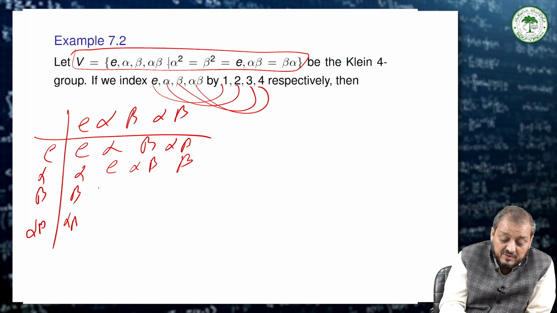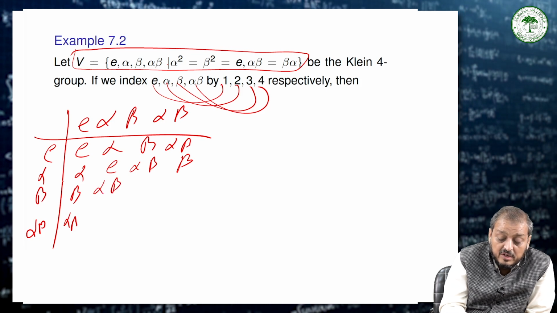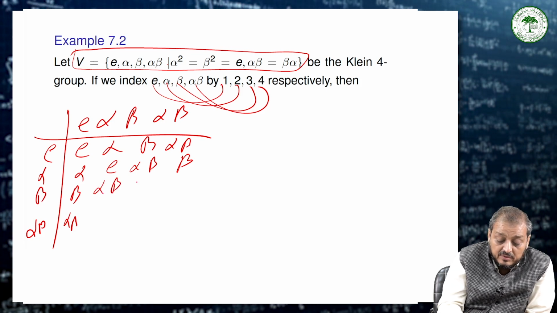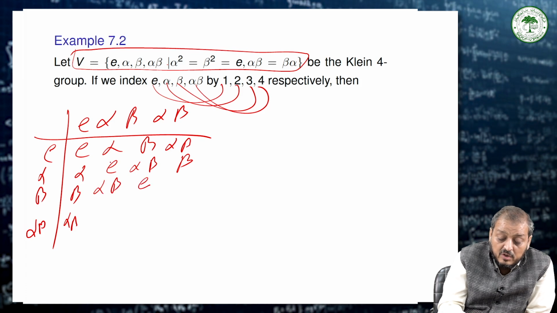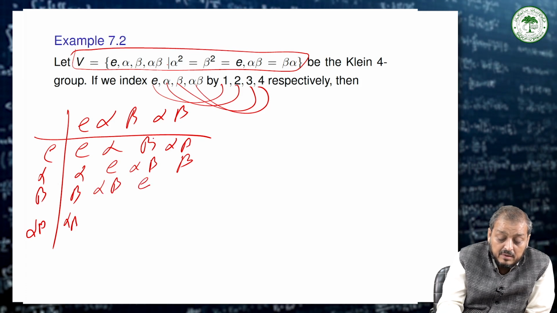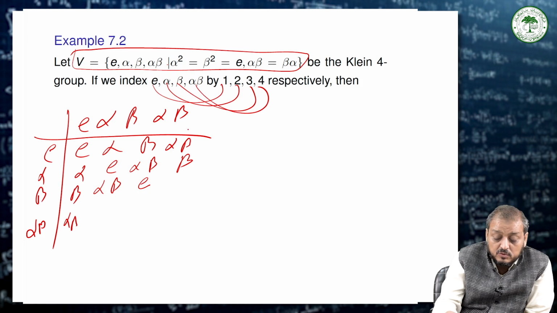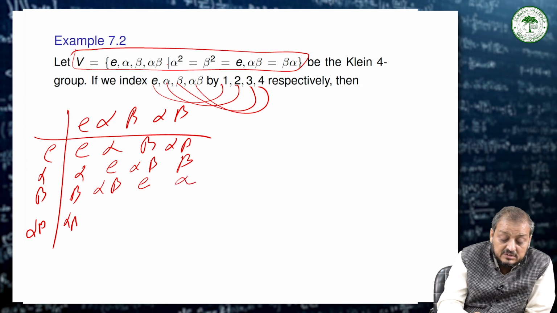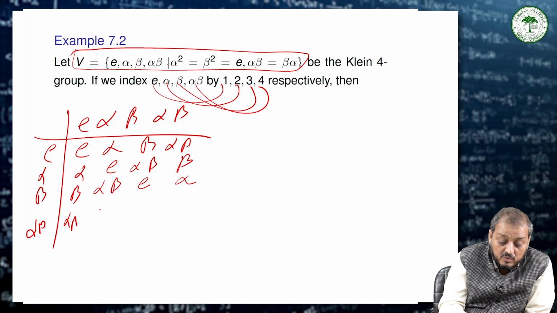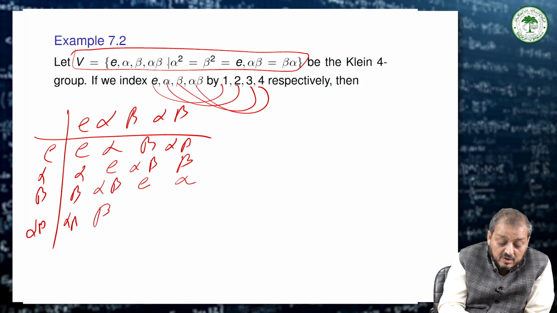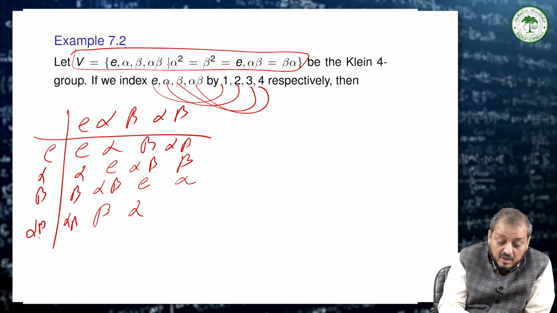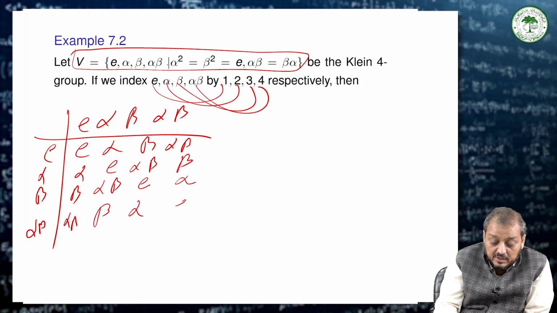Now you have beta alpha, which is the same as alpha beta, and then you have beta square equal to the identity, and then you have beta alpha beta, then alpha beta square, you have again alpha. And in the same way, alpha square you are getting equal to beta, and beta square you are getting alpha, and alpha beta whole square you are getting the identity.